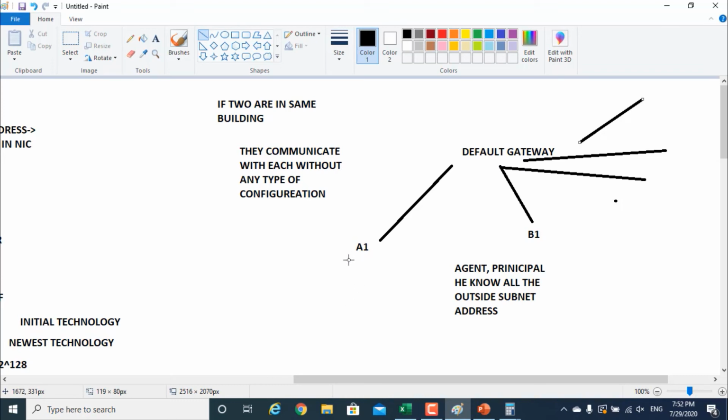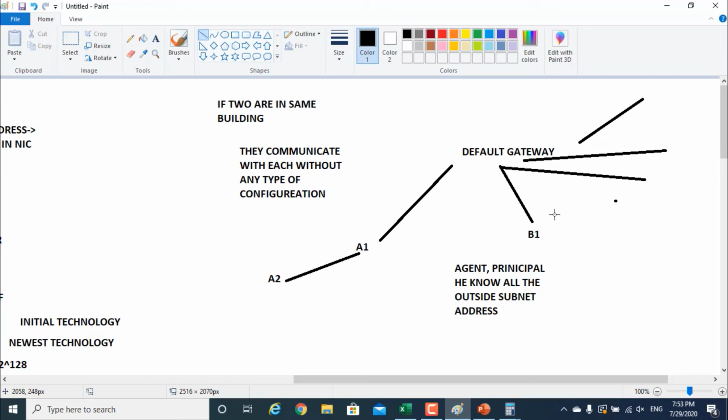But if A1 wants to go to A2, then it doesn't need to go to the default gateway. He already knows that we are in the same subnet, so we don't need the default gateway. But if he wants to go somewhere else, he or she must go to the default gateway.